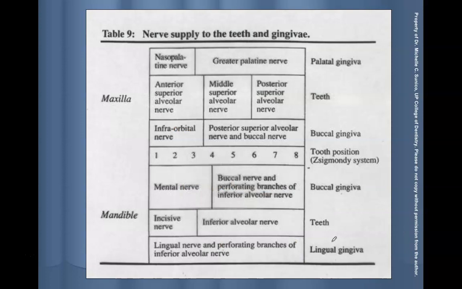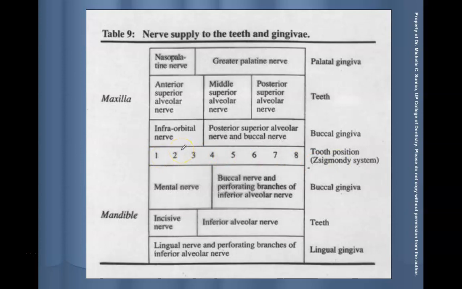So this is a simple chart to guide you. It tells you which nerves to anesthetize if you want to manipulate or touch certain areas of the oral cavity. And this is according to the Palmer's notation, 1 to 8. This is actually Palmer-Zsigmondy. They dropped the name of Zsigmondy and now it's merely called the Palmer's notation. 1 is the central incisor and 8 is the third molar.